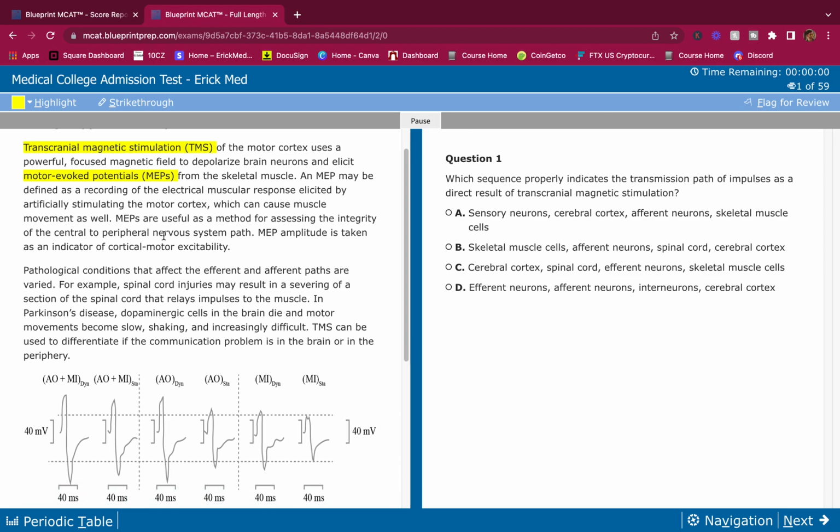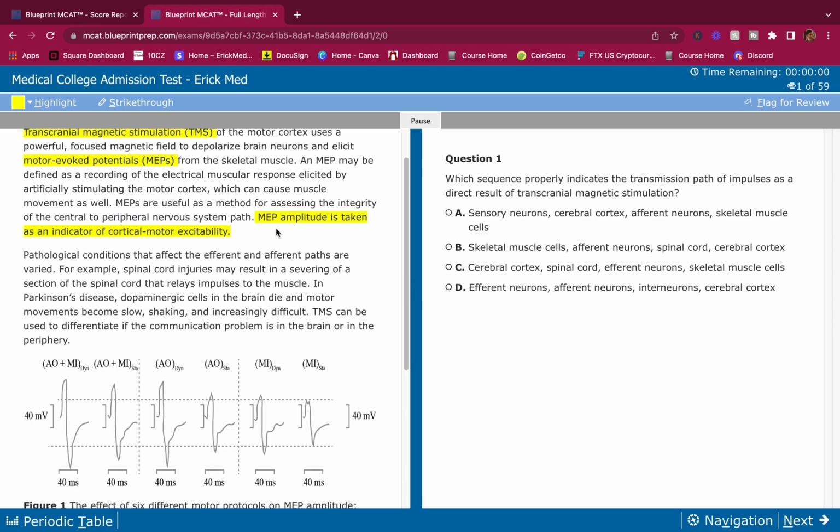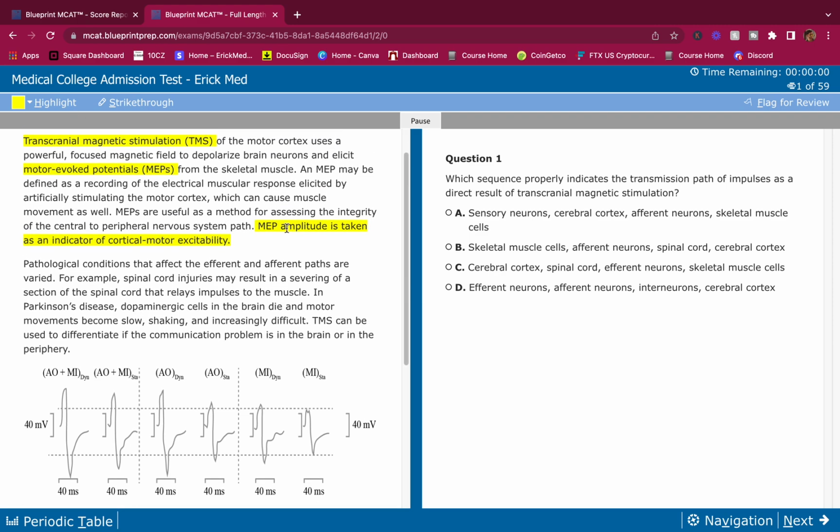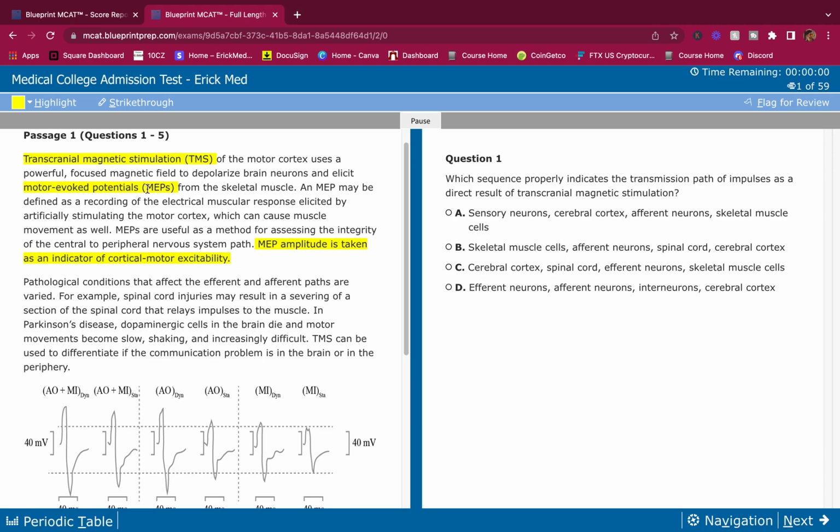MEPs are useful as a method for assessing the integrity of the central to peripheral nervous system path. I don't really need to highlight that. That's kind of obvious here. MEP amplitude is taken as an indicator of cortical motor excitability. I'll highlight that too. Makes sense. MEP is that information of the recording, and TMS stimulates muscle cells to contract. That's it.